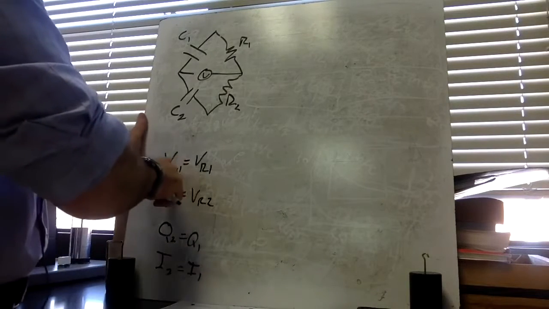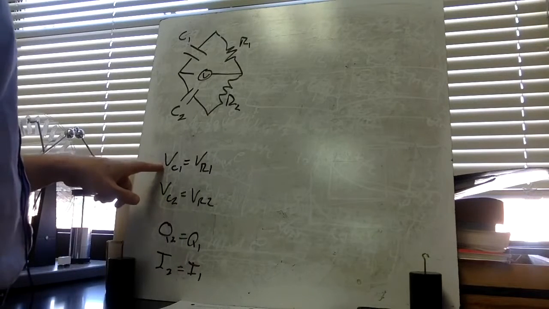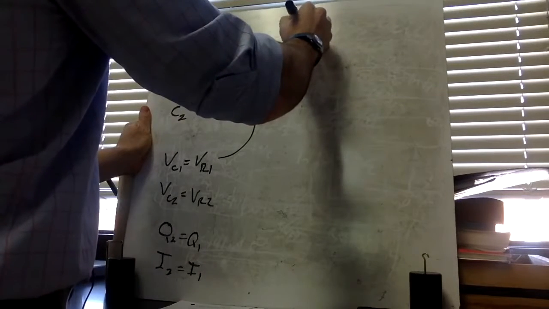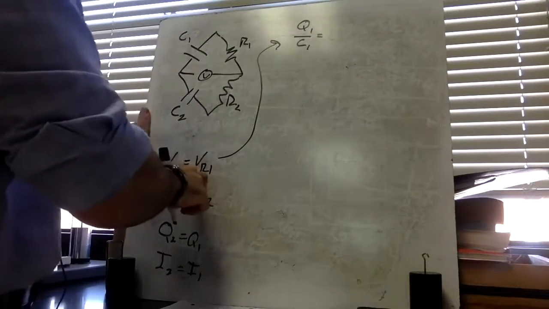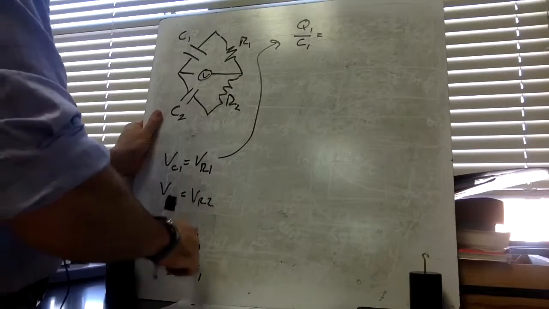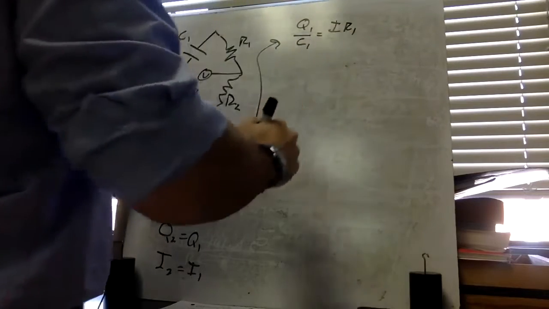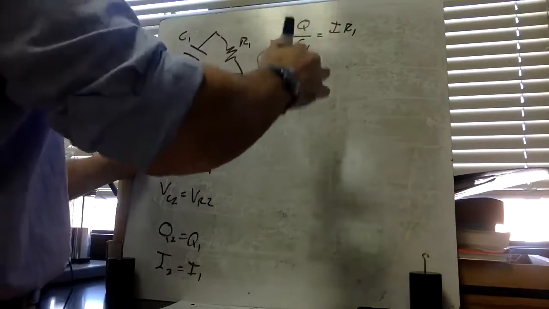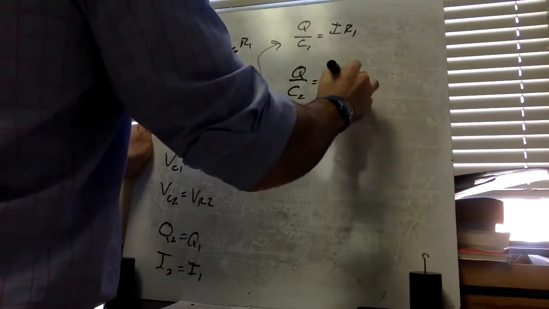Now, V is given by, for capacitors, Q over C. So Q1 over C1 is equal to, now V is given by IR, so this is going to be I times R1, and the same thing is true for the other, and this charge is the same here. And then Q over C2 is equal to I times R2.